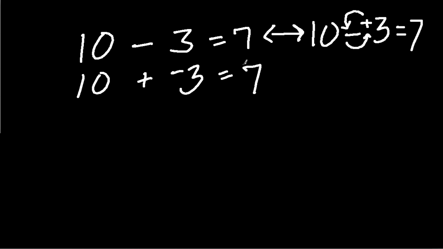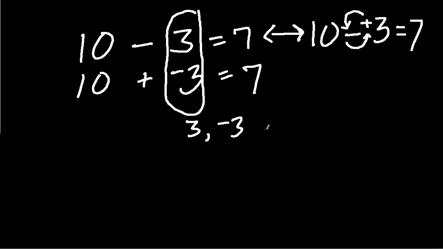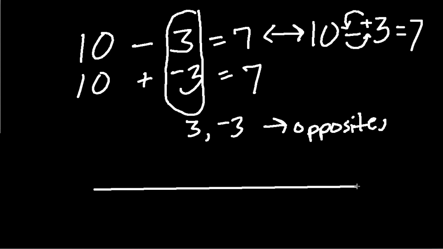Now this is a nice feature because there's a relationship between these two numbers. 3 and negative 3 are called opposites. This means they are the exact same distance from 0 on a number line. So if you have a number line and 0 is here, the absolute value of 3 is 1, 2, 3, so it's 3. And the absolute value of negative 3 is negative 1, negative 2, negative 3, so it's 3 away from 0 as well.